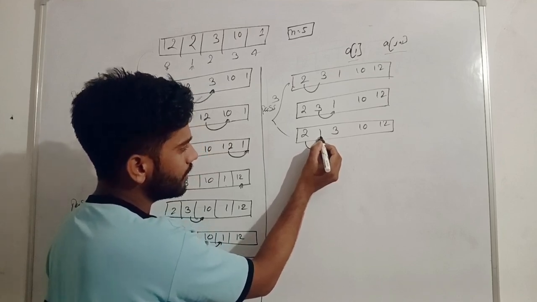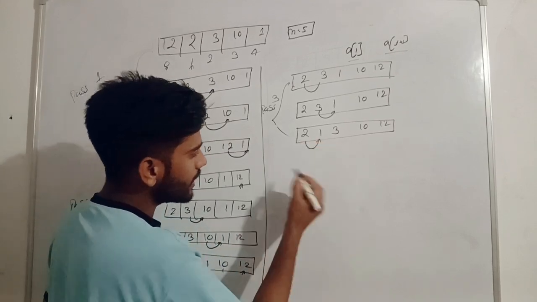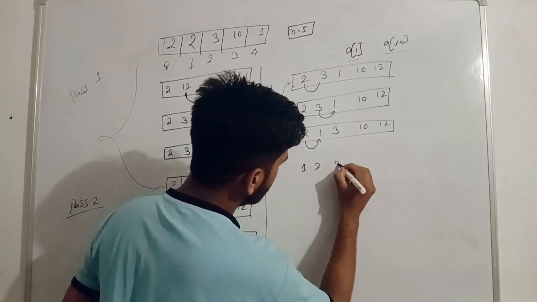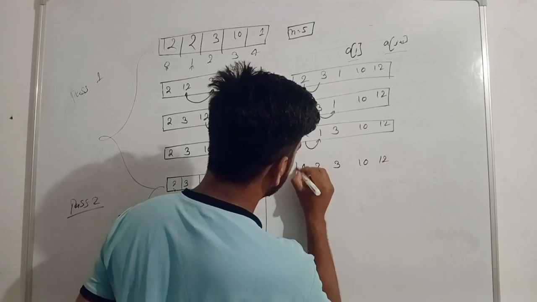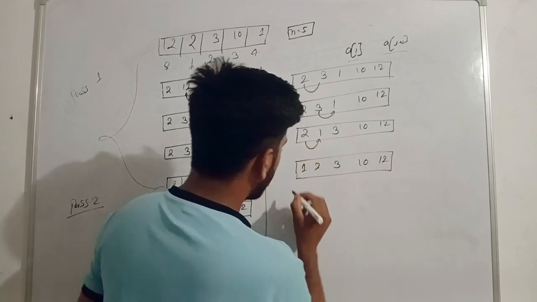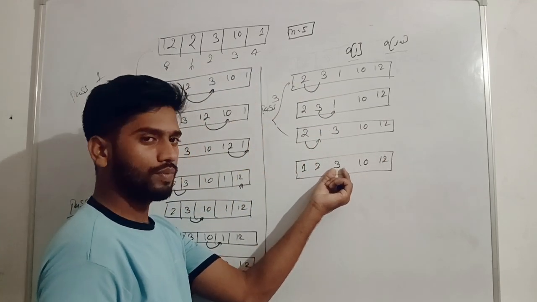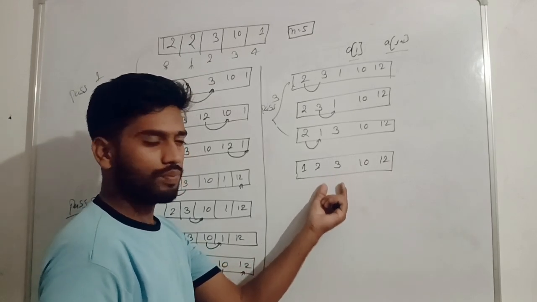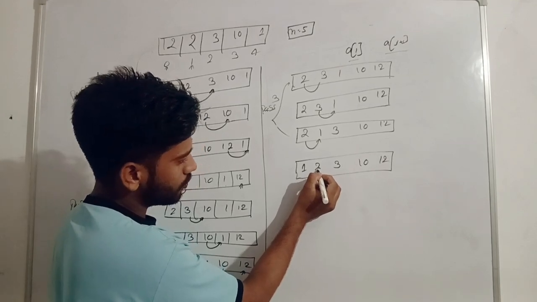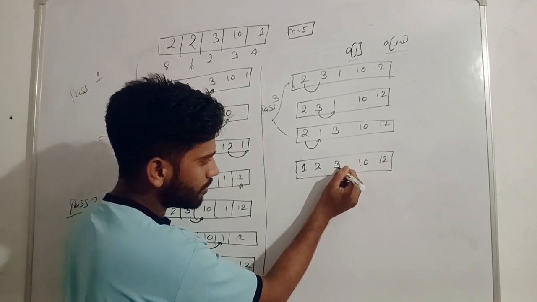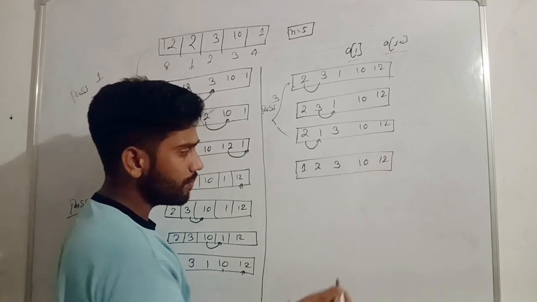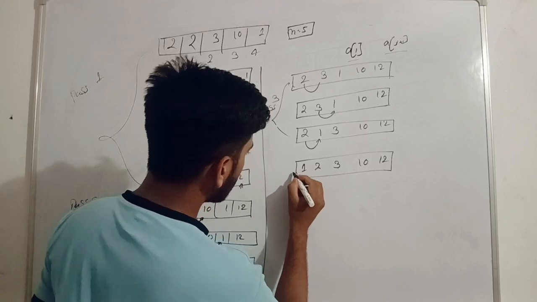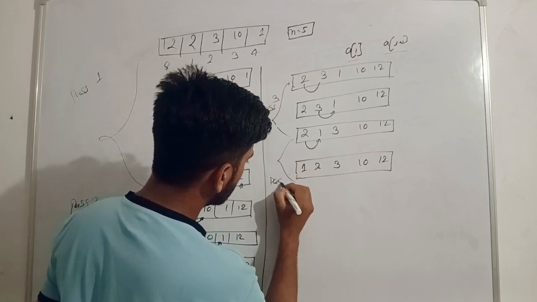Then 1 is lesser than 2, so it will be swapped. Now 1, 2, 3, 10 and 12. In this pass again 2 and 3 will be checked. This is the right position, so it will not be swapped. Again 3 and 10 will be checked, no need to swap. 10 and 12, no need to swap. This is pass 4.